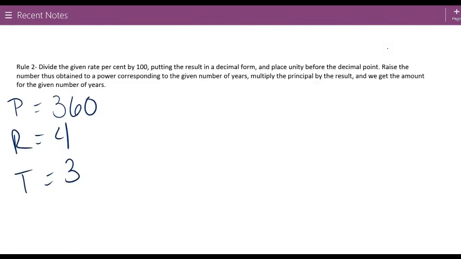There is another option, Rule 2. Divide the given rate percent by 100, putting the result in a decimal form. Place unity before the decimal point and raise the number thus obtained to a power corresponding to the given number of years. Multiply the principal by the result, and we get the amount for the given number of years.